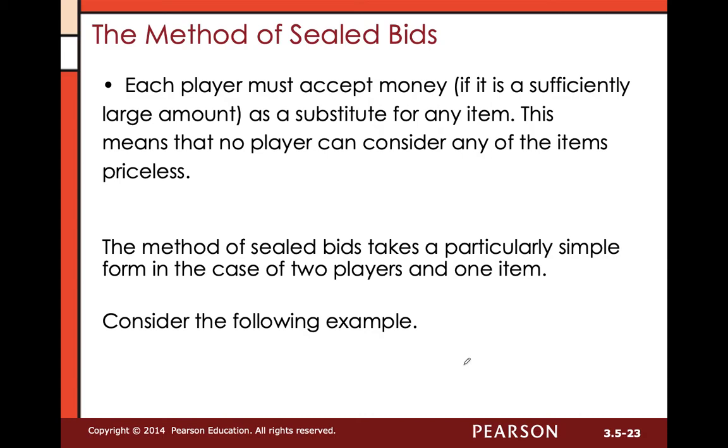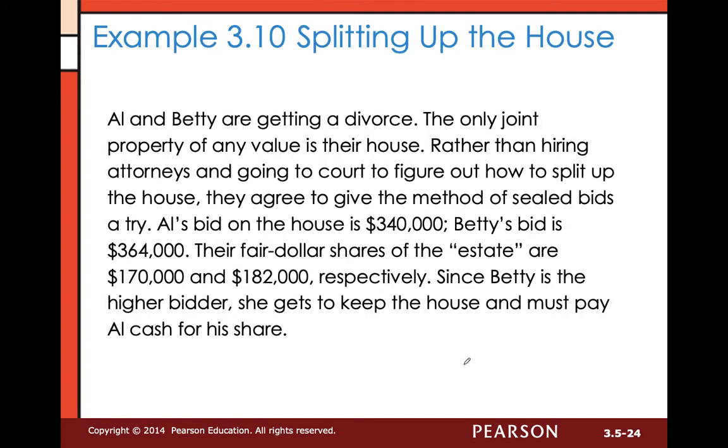The second thing is that each player must accept money, in a sufficiently large amount, as a substitute for any item. This means that no player can consider any of the items to be priceless, which, as you can think about in an estate sale, there might be some people that value the house or maybe the car because of sentimental value. We have to remove that in order for this method of sealed bids to work. The method of sealed bids takes a particularly simple form in the case of 2 players and 1 item. We'll look at that in an example here.